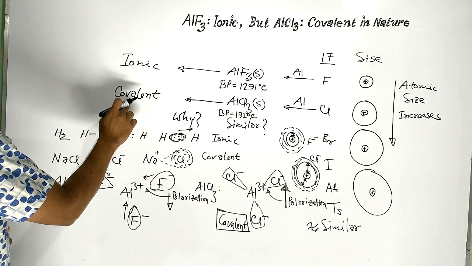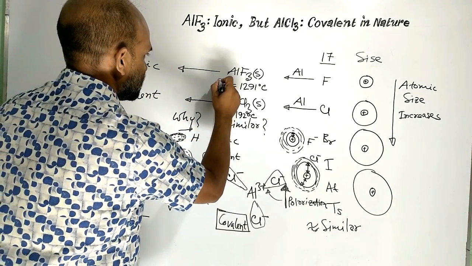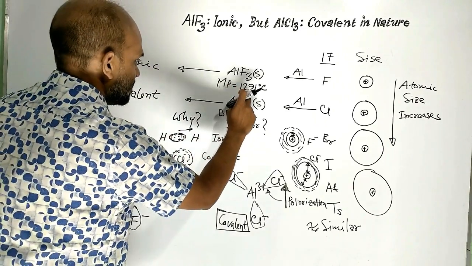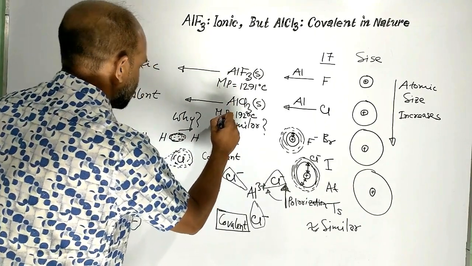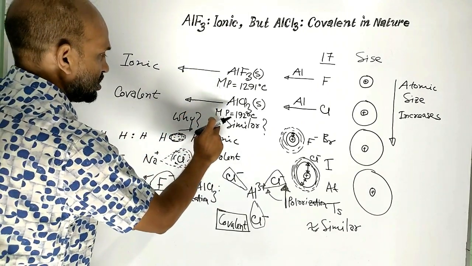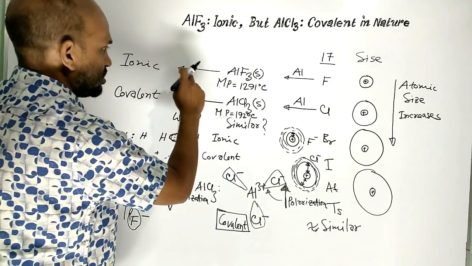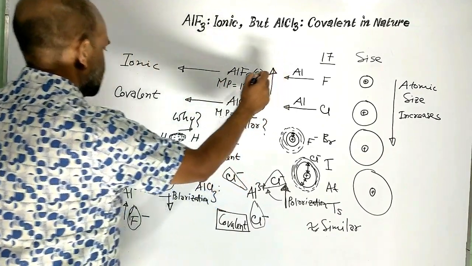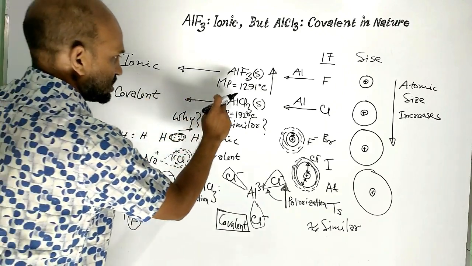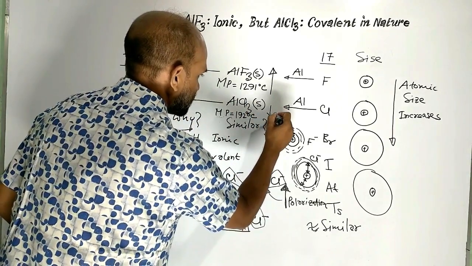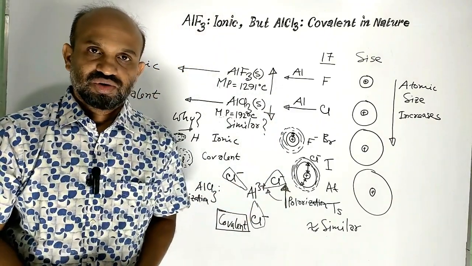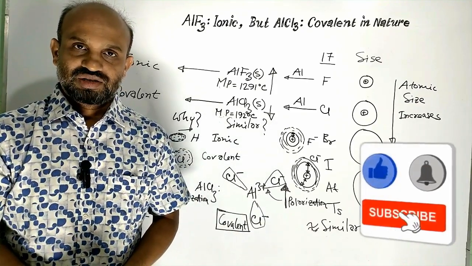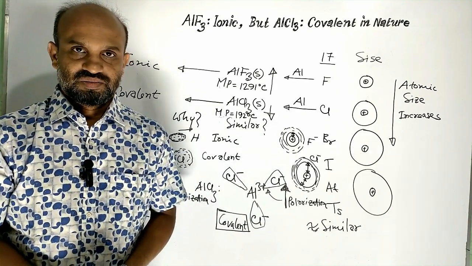And we know the melting point of ionic compounds is higher and the melting point of covalent compounds is lower. So the ionic compound, aluminum fluoride, has a higher melting point, and the covalent compound, aluminum chloride, has a lower melting point. So aluminum fluoride is ionic in nature, but aluminum chloride is covalent in nature. Thank you for watching.